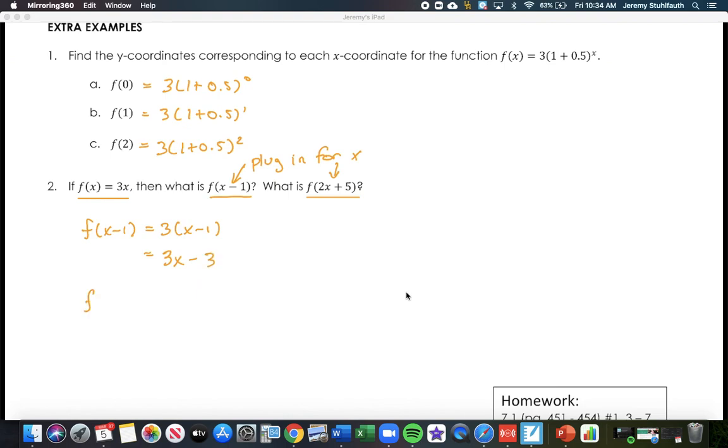And then if you had f(2x + 5), you would have 3 times (2x + 5). Distribute that, and you have 6x + 15. So again, it doesn't matter what you see in the parentheses. Whatever you see there, you plug it in for each x that shows up in your equation.